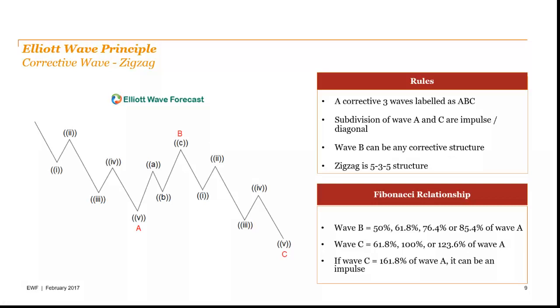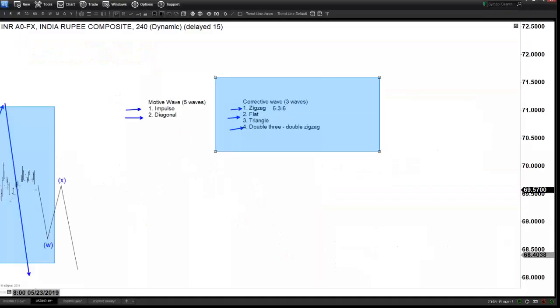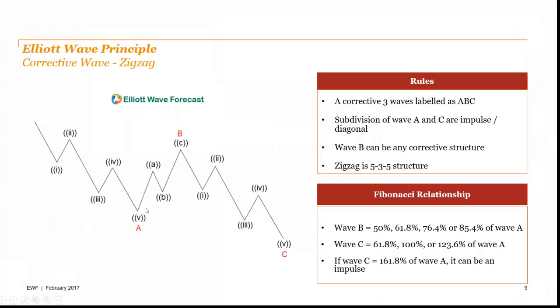In this case, the example is the most simple one. Just call it a zigzag here. All right, so you've got a 5, a zigzag of 3 waves in the B, and then another 5-wave impulse. So this is impulse, zigzag, impulse, 5, 3, 5. All right.